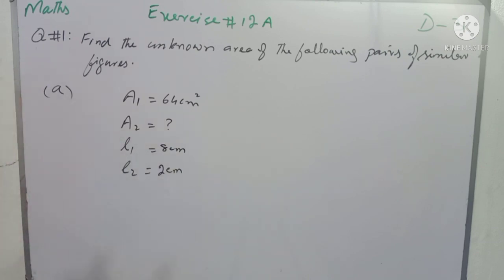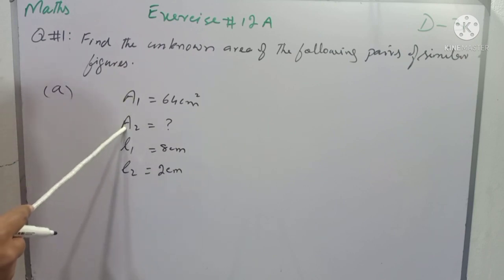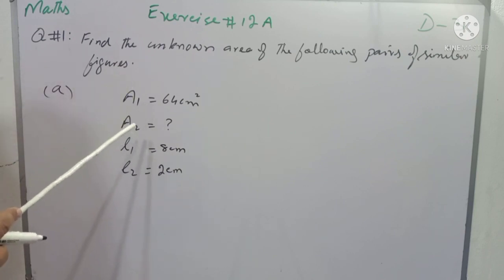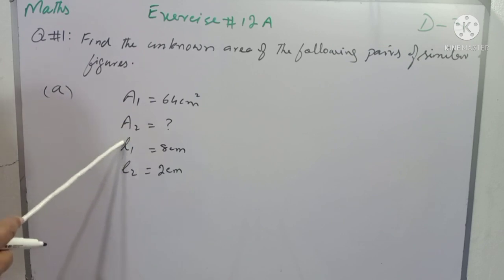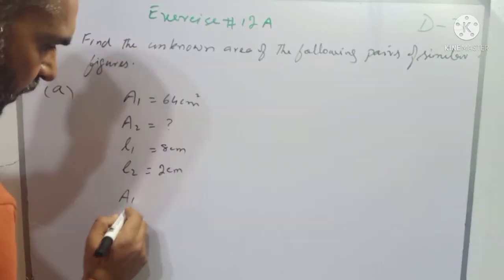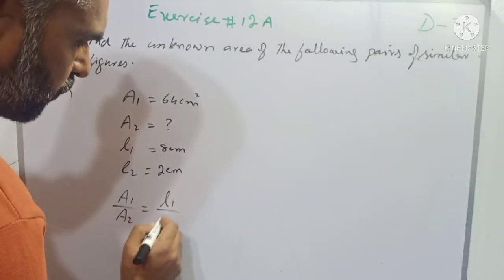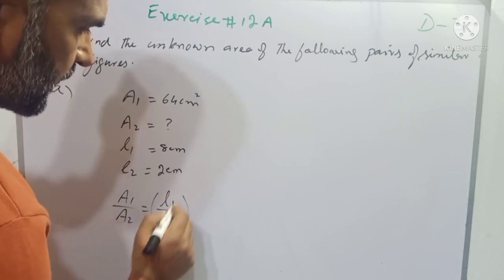Students, it is a formula. You have to learn that the ratio of the areas of similar triangles is equal to the square of the ratio of the corresponding sides. So the formula is A1 over A2 is equal to L1 over L2 whole square.